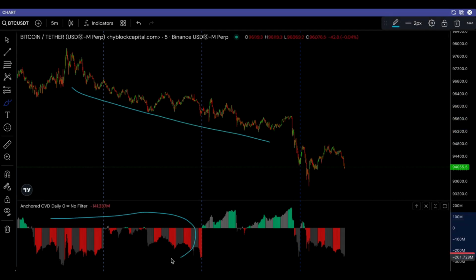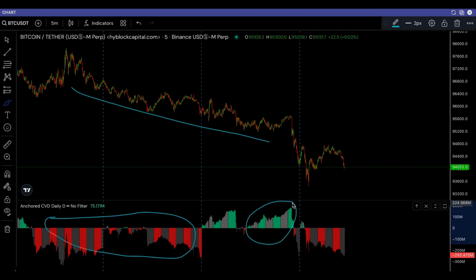But yesterday, we noticed something interesting, a divergence. CVD showed buy volume increasing, yet price dipped sharply. A classic example of a bullish CVD divergence followed by a flash dip. This brings us to a deeper level of analysis.